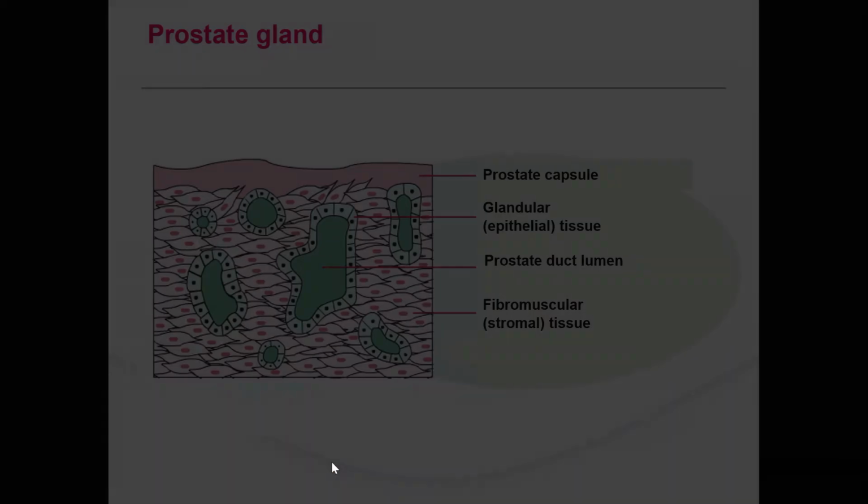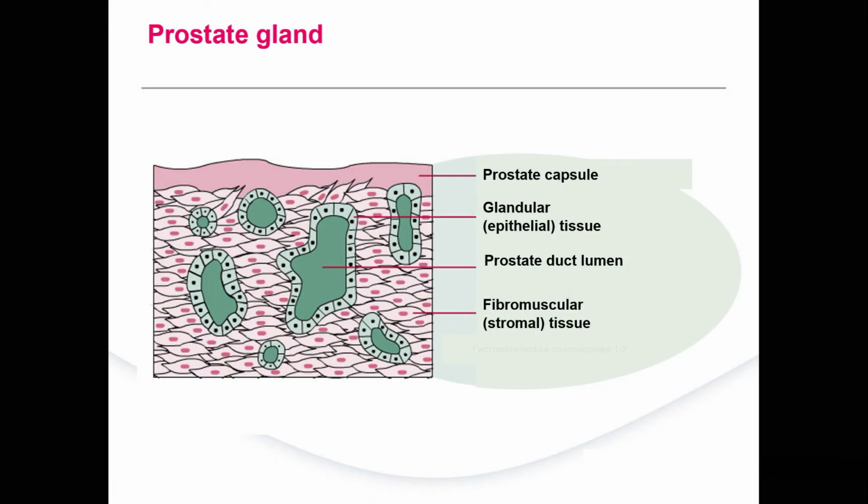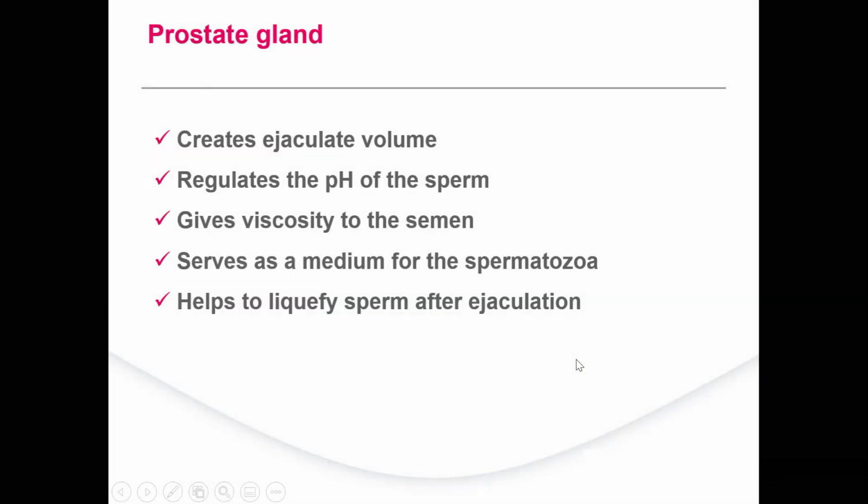of the penis. The prostate gland contains the prostate capsule, the glandular epithelial tissue, prostate duct lumen, and fibromuscular or stromal tissue. So the prostate gland takes part in creating the ejaculate volume, regulates the pH of the sperm, gives viscosity to the semen, serves as a medium for the spermatozoa, and helps to liquefy sperm after ejaculation.